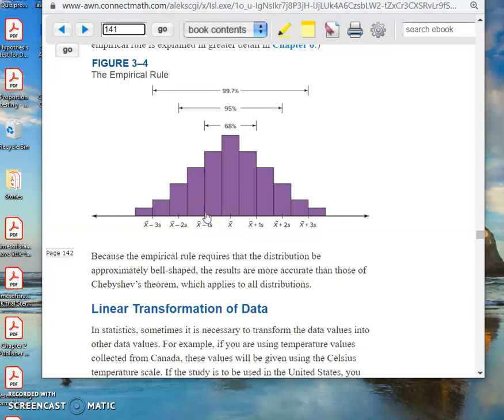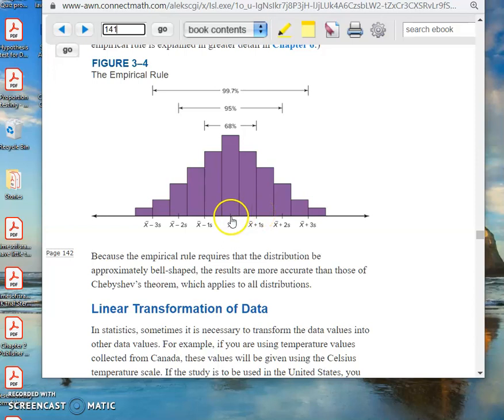How much is between minus 1 standard deviation and plus 1 standard deviation? Well, there's 68%. If there's 68% between here and here, well, it's bell-shaped, so half of it is between x bar and 1 standard deviation. Half of the 68%. So what is half of 68%? Half of 68% is 34%, okay? So 34% is between x bar and 1 standard deviation.